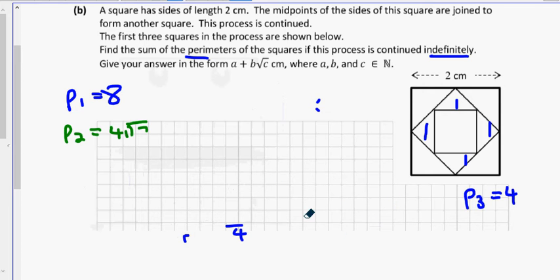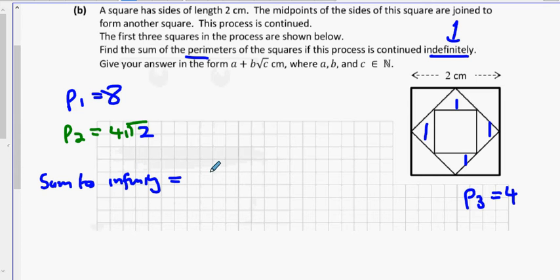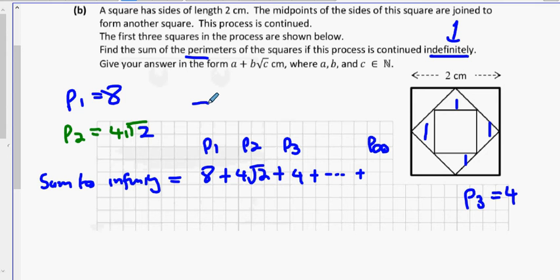Now once we do that, what we're going to be left with is infinity. Definitely right. So to infinity. Okay, such that it's going to be 8 plus 4 root 2 plus 4 plus dot dot dot. So that's P1, P2, P3, P infinity. Same thing as T1, T2, T3, T infinity.